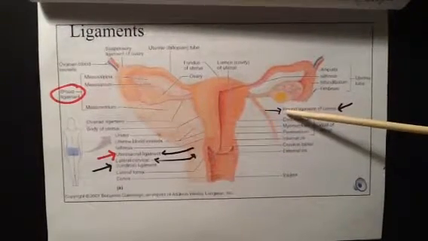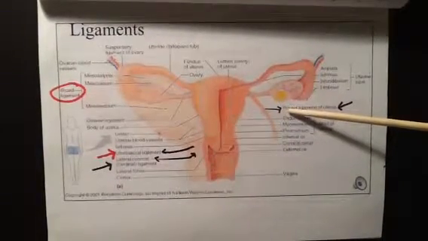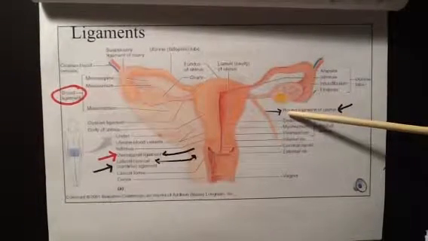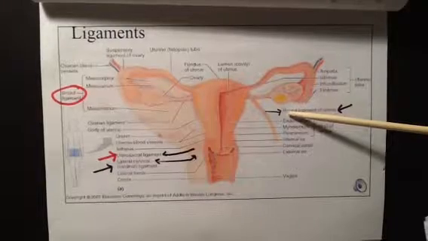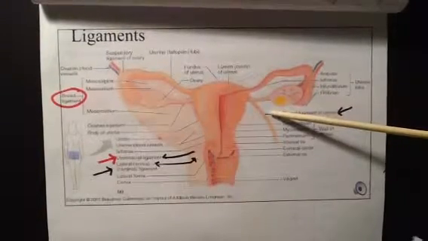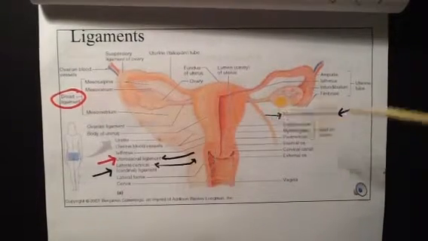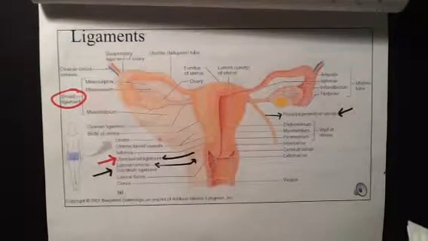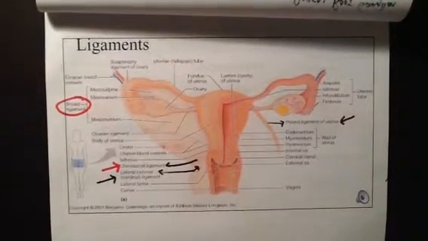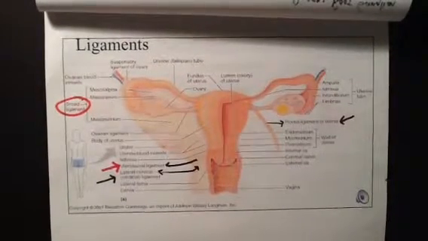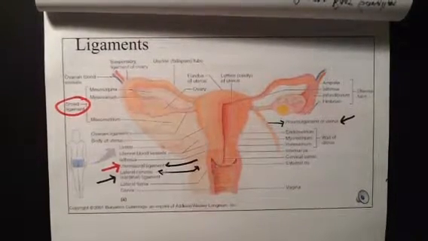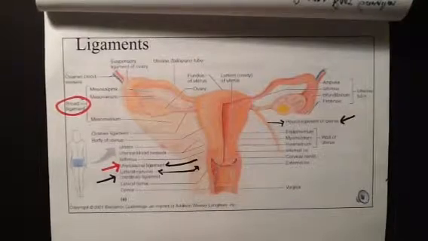The round ligament arises on the lateral margin of the uterus, just posterior and inferior to the attachment of the uterine tube. This ligament extends through the inguinal canal and ends in the connective tissue of the external vagina. The round ligament restricts primarily posterior movement of the uterus.